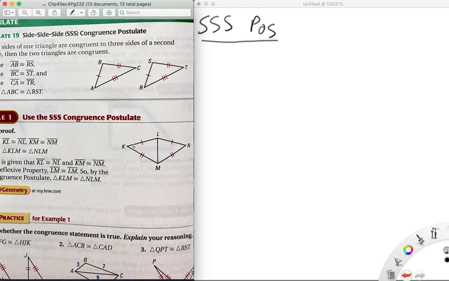We have this triangle, and they tell me that KL is congruent to LN, KM is congruent to MN. Prove that triangle KLM is congruent to triangle NLM. Well, I can use the reflexive property and say that LM is congruent to LM. Then I can say that these two triangles are congruent because it's side, side, side. So the first step would be my given as a proof.